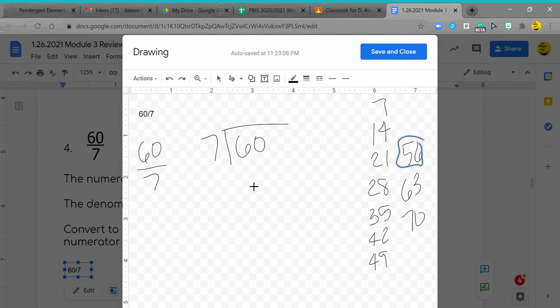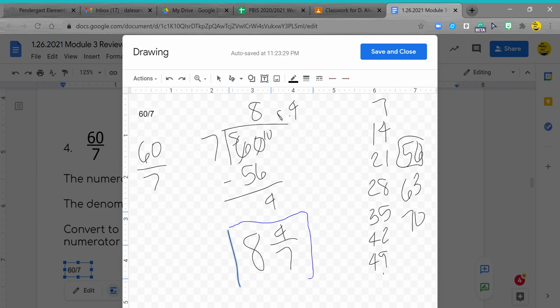It's right here. Count 1, 2, 3, 4, 5, 6, 7, 8. Goes 8 times. 8 times 7 is 56. I go ahead and subtract. I need to regroup so I can get the 10 to get my 4, and I have a remainder 4. So my answer is 8 and 4, yes, 7ths.